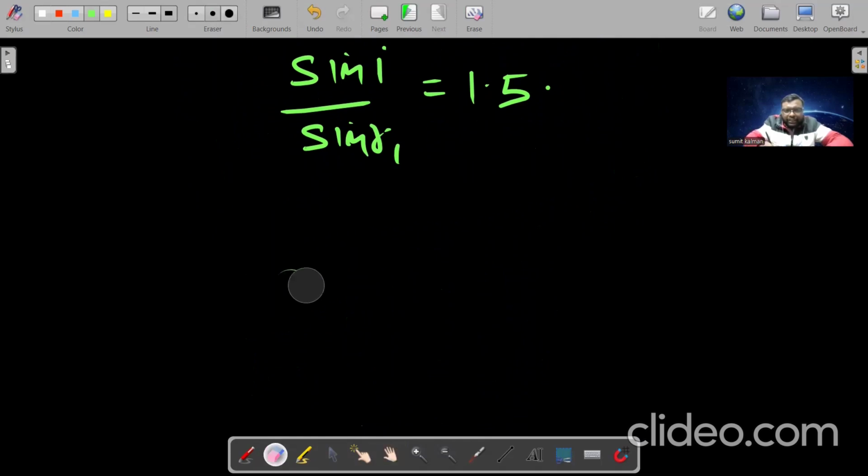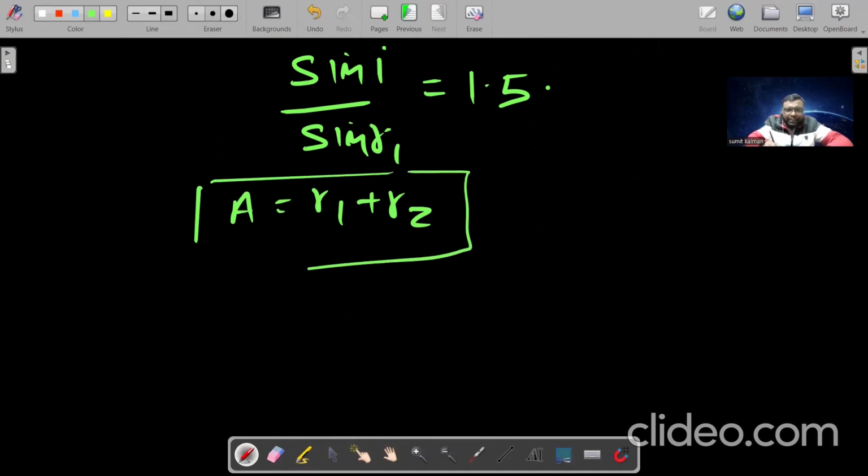we know one relationship between the angle of prism, R1 and R2, and it is A is equal to R1 plus R2. This derivation is given in your book, students, and if you want, I can derive this on my YouTube channel. So if you want, you can comment.